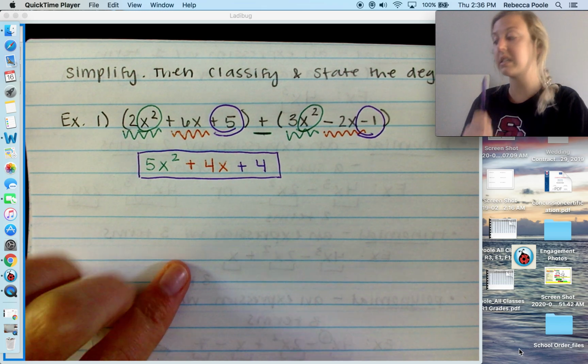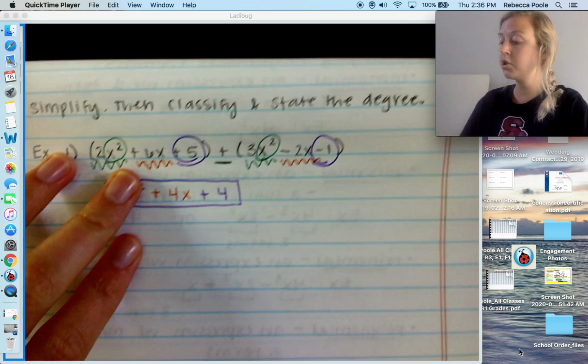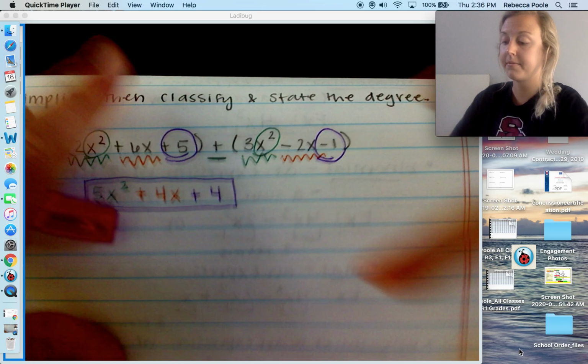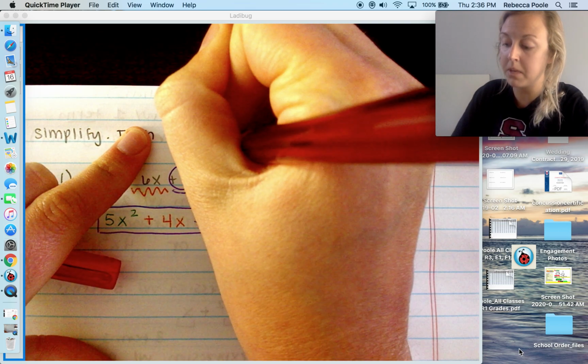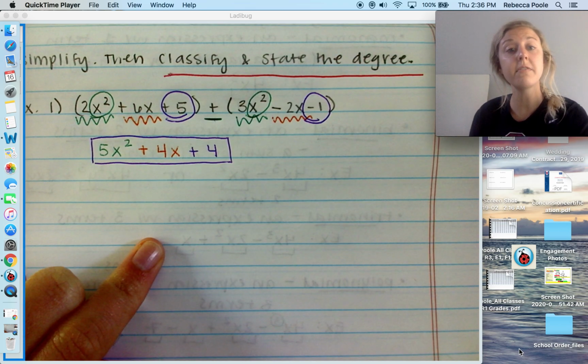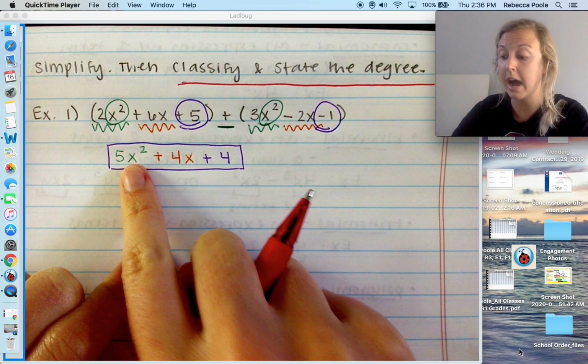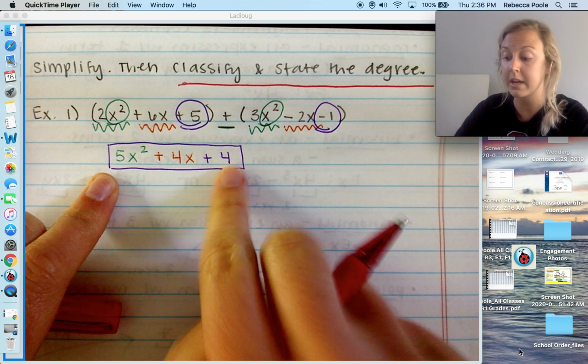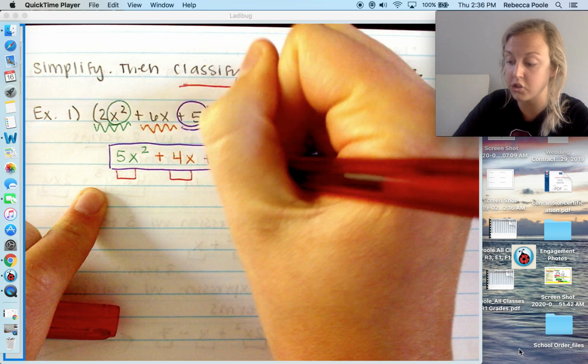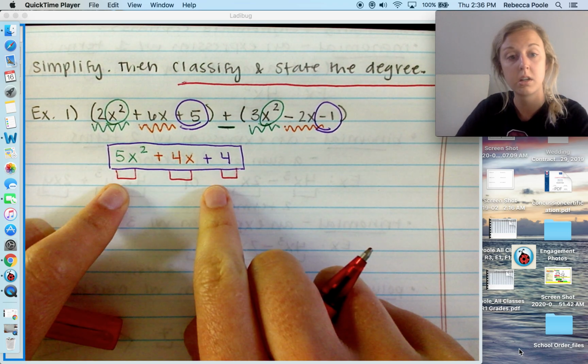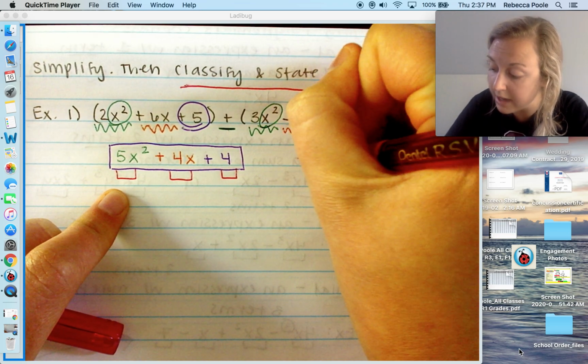This is the part that's different. I want you to classify and tell me the degree. So remember, classify means name it. I've got 3 terms, 1, 2, 3. See how there's 3 different sections separated by the signs. So that means this is a trinomial.